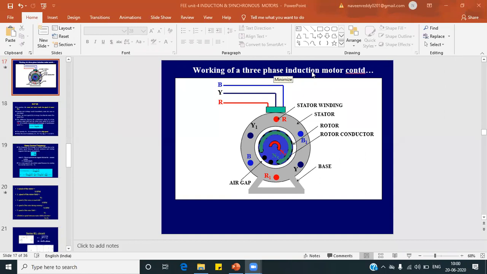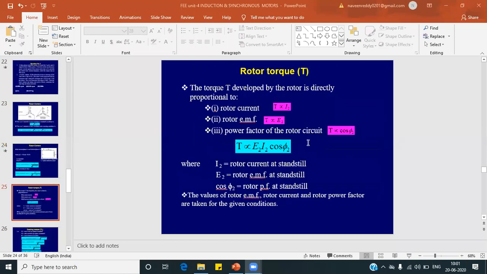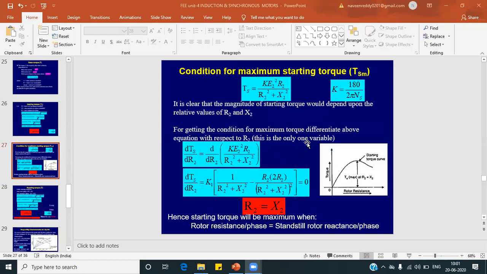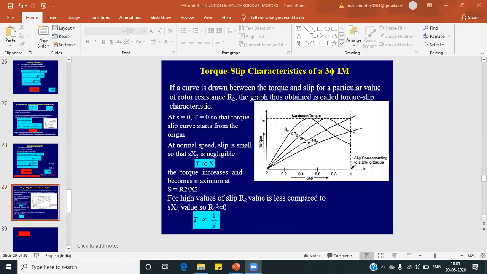Today's topic is the torque equation of a three-phase induction motor. We were discussing the three-phase induction motor, so I want to discuss its torque equation in today's class. Meanwhile, if you have any doubts, you could ask me, and if time permits, I will discuss the torque-slip characteristics also. So that's what we have for today's class.